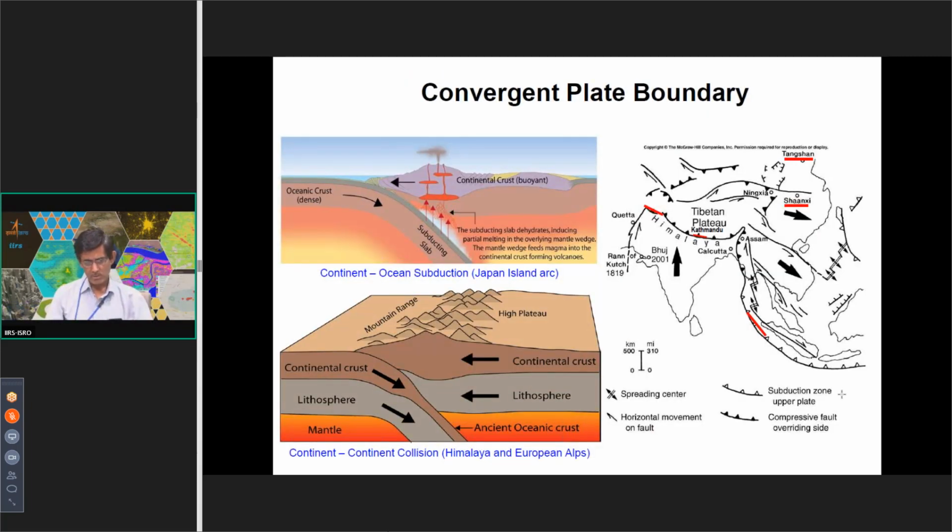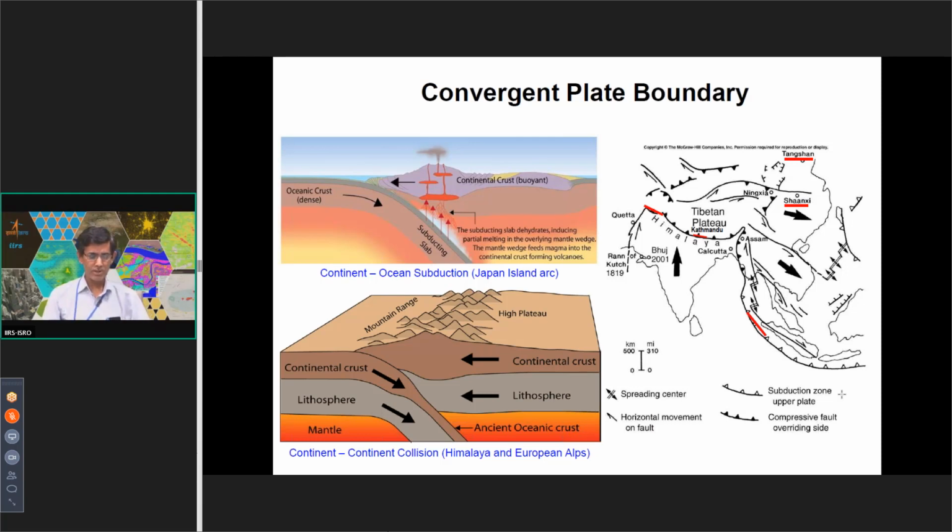Now coming to this convergent plate boundary, it may be of two types. One is continent-ocean plate boundary, another is continent collision. One is the continent-ocean subduction zone. An example is the Japan Island arc, that is in the left top.